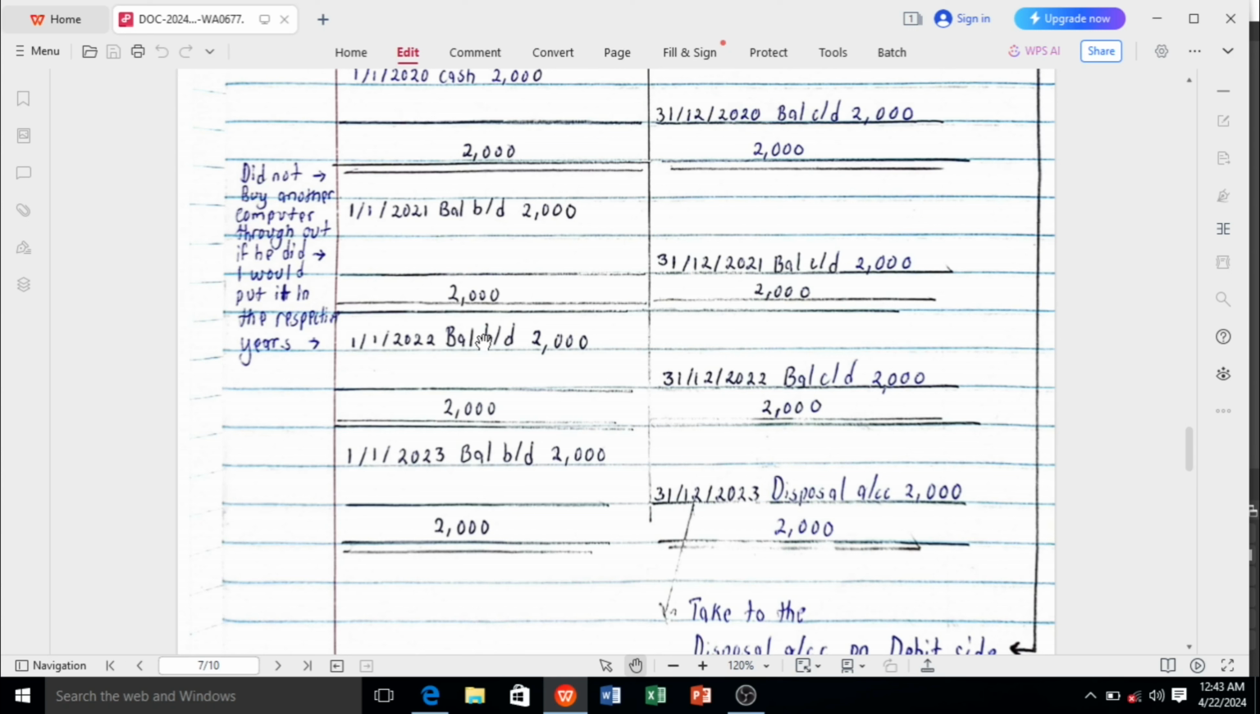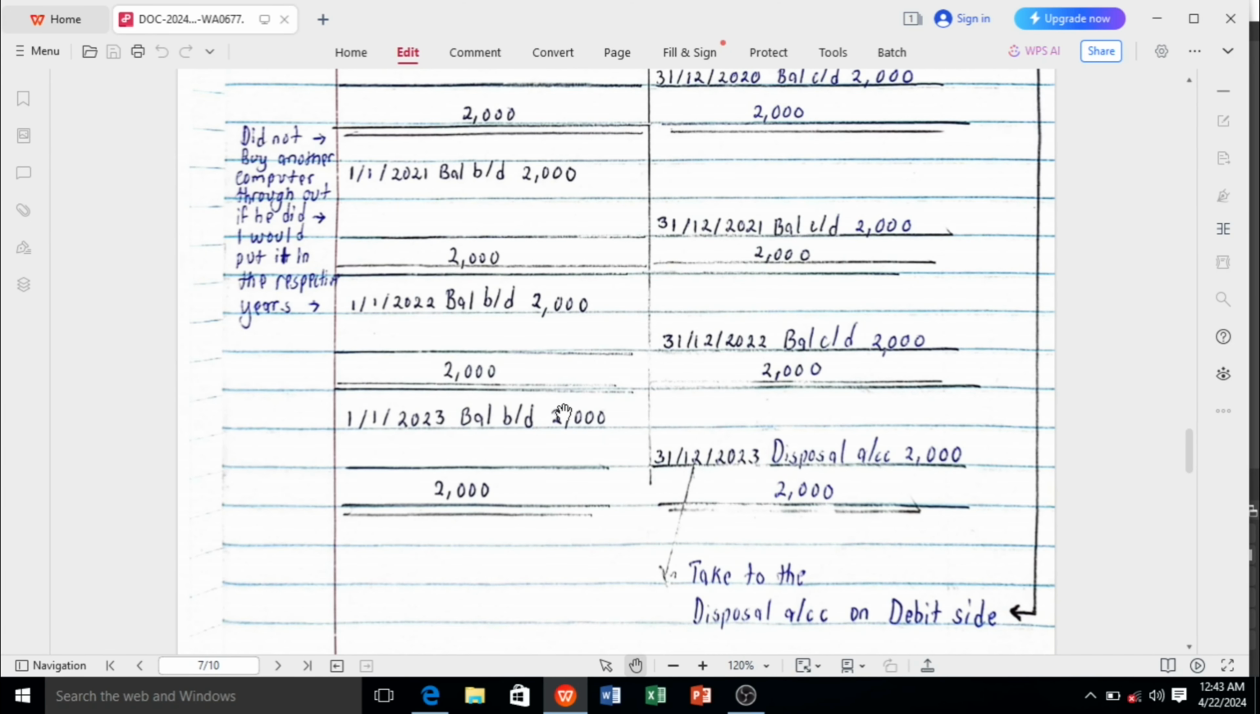So 1st January 2022, balance brought down is going to be 2 million, and then I get my balance carried down at 31st December 2022 as 2 million. I close. Then I go to the year of disposal. So 2023 is my year of disposal. So 1st January 2023, balance brought down is going to be 2 million. And this time round, I'm not going to say balance carried down to the next year, but I'm going to close it off to the disposal account, because this was my year of disposal.